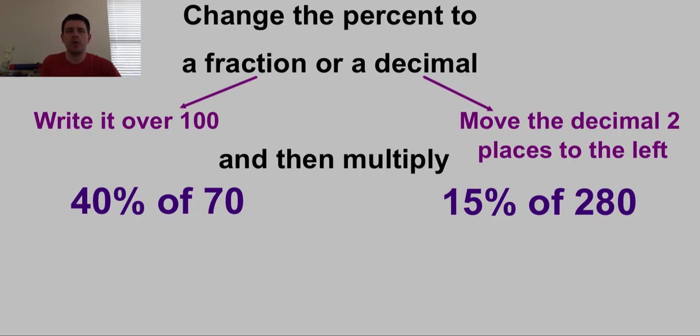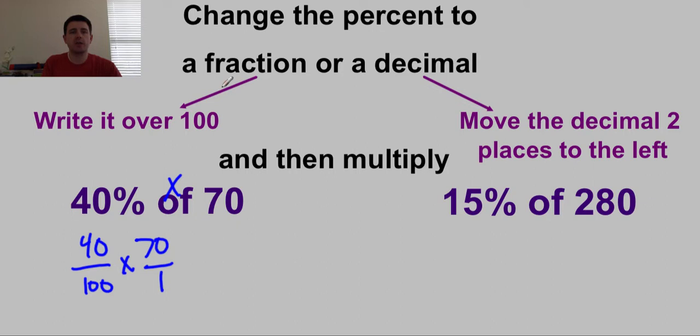So let's try one of each of those. So 40% of 70. So 40% times 70. Let's write this one over 100. So 40% becomes 40 over 100. Times 70, which is really 70 over 1.